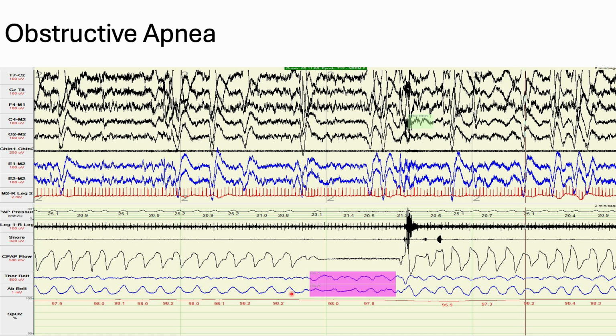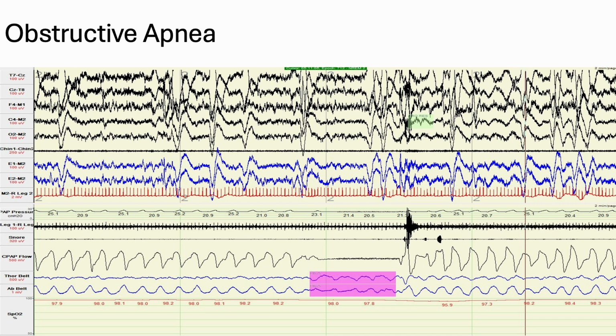And check out the effort. We're going in, out, in, now. They're going in and out and pointing in. This is paradoxing effort. When the patient finally arouses, she takes in a huge breath, and it's so huge that it makes a big snore. That's the snore microphone right there.